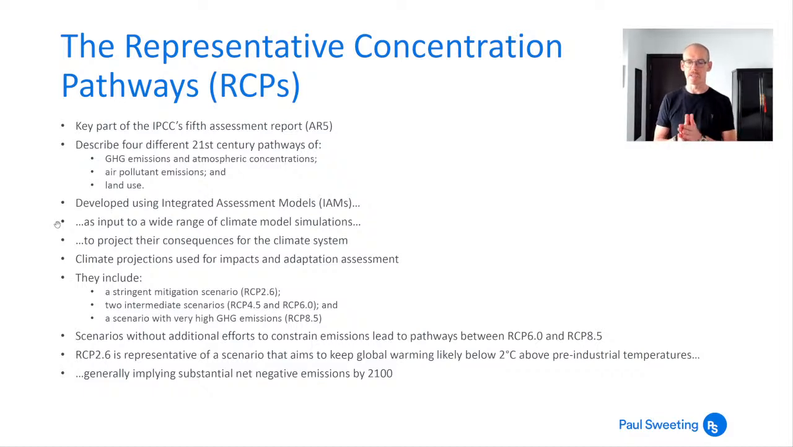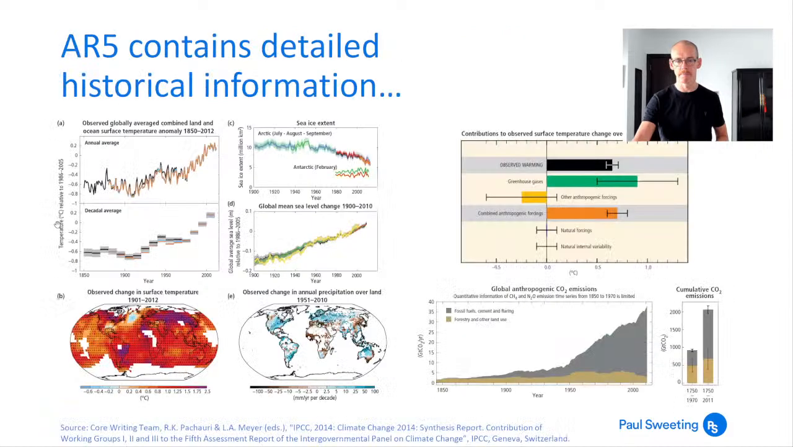So 2.6 is representative of a scenario that aimed to keep global warming below 2 degrees above pre-industrial temperatures, which generally implied substantial net negative emissions by the year 2100, which is quite aggressive. So AR5 is useful for a number of reasons. First is it's got a lot of detailed historical information, a lot of information on how land and ocean surface temperatures have changed over time, how sea ice has changed, how the sea level has changed.